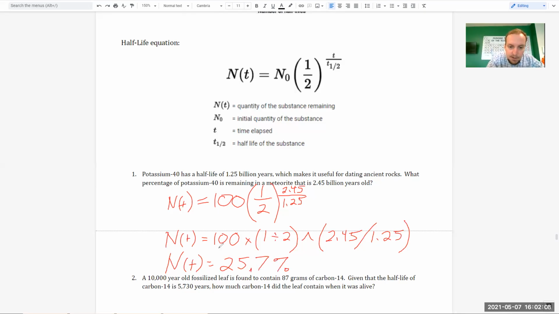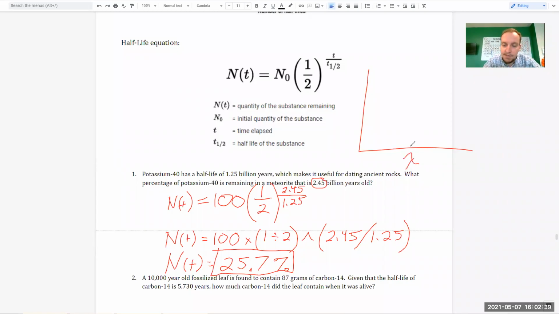25.7%. Now again, let's go ahead and ask ourselves, does that answer make sense? So again, we said 1.25 times 2 is 2.5, which is almost the amount of time that's passed, meaning we had almost gone through 2 half-lives. 2 half-lives, again, if I'm going to use my graph here, this is my half-lives, or let me just use lambda instead of HL.